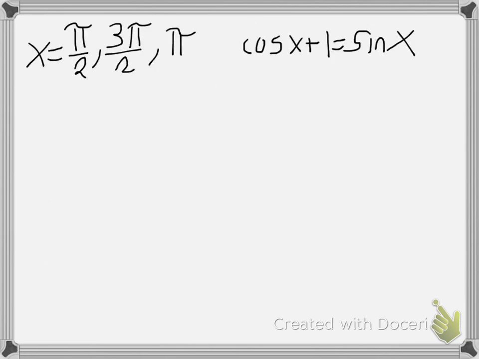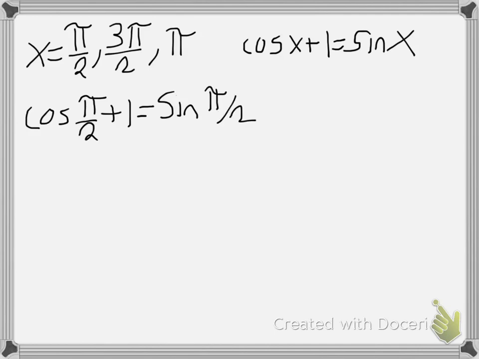Okay, so all I've done is I've taken our 3 possible solutions and written them down, and I went back and got the original problem, because the original problem is what we want to check. All right, so let's try it out. Let's do pi over 2 first. So the cosine of pi over 2 plus 1 should equal the sine of pi over 2. Well, the cosine of pi over 2 is 0, so I have 0 plus 1. The sine of pi over 2 is 1, so I've got 1 equals 1. Okay, so pi over 2 works, so that's a good solution.